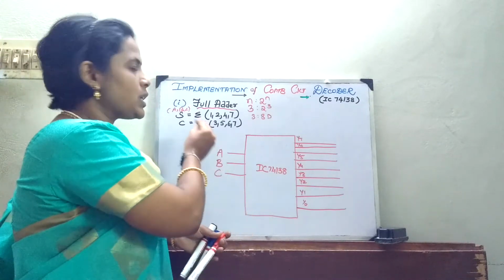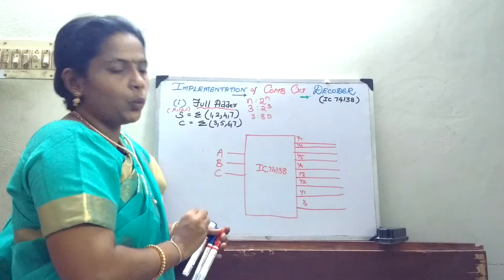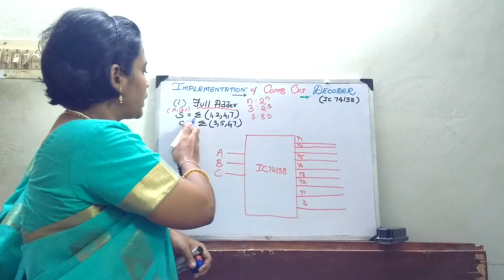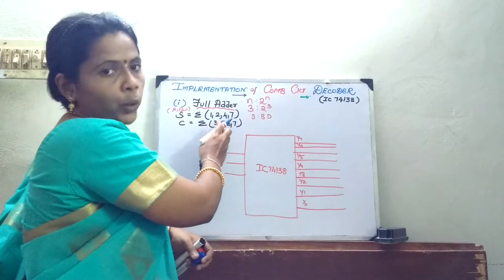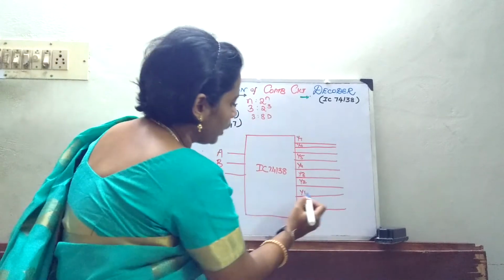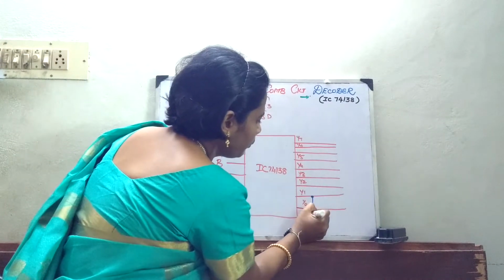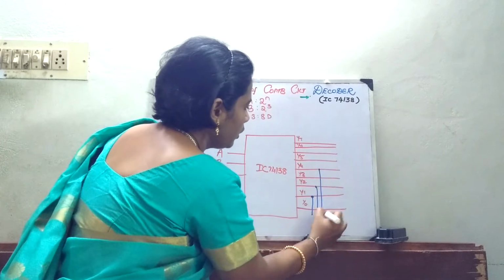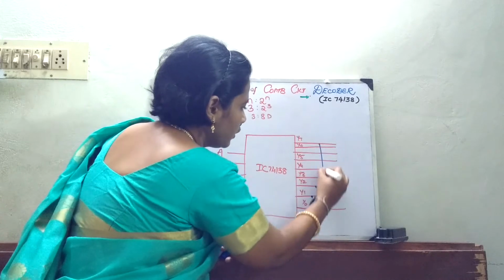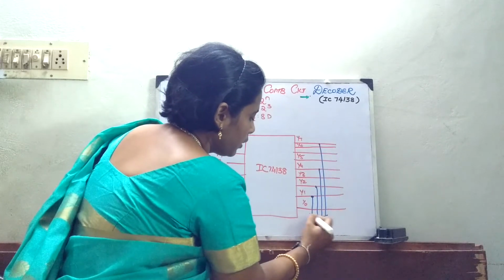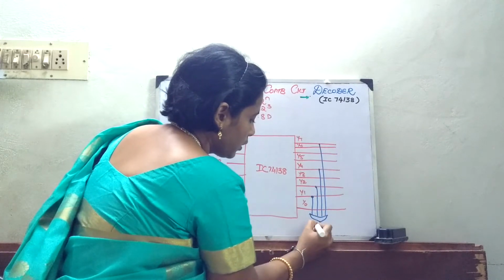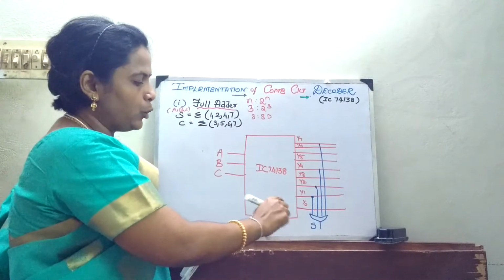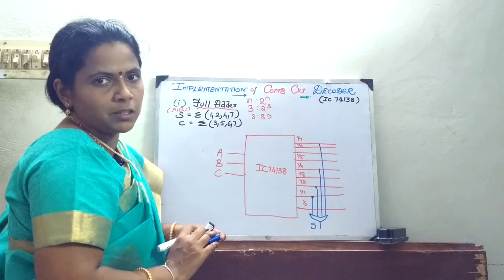Now we have to just implement the circuit, whatever the expression which has been given here. What is the expression for sum? 1, 2, 4 and 7. So you take from 1, 2, 4 and 7. That's all. Take from the corresponding pins and you put an OR gate, then the expression is over.